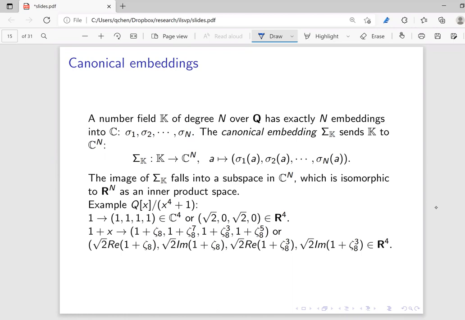1 plus zeta 8 to the 7th, 1 plus zeta 8 to the 3rd, and 1 plus zeta 8 to the 5th. And you can see that these are complex conjugates of each other, where zeta 8 is just e to the 2 pi i over 8. But if you insist on real numbers, then you just write the real part and the imaginary part. But you need to put a square root of 2 factor there to make sure that they are isomorphic as an inner product space.